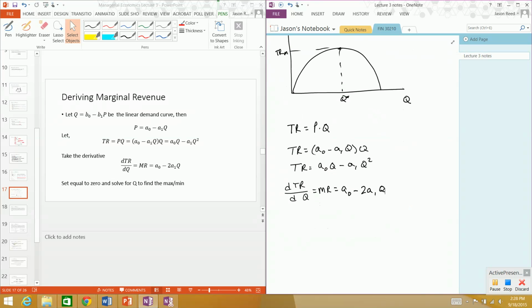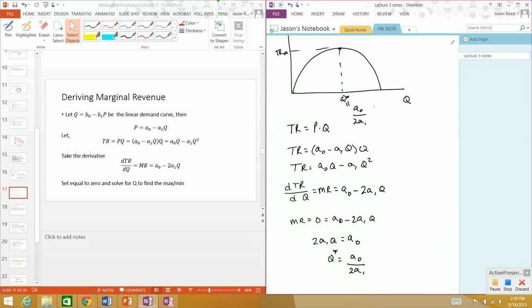Now if I want to find this maximum point, I must set this marginal revenue equal to 0. So I do that here and then solve for Q. If I do that, I get 2A1Q equal to A naught, so that Q is equal to A naught over 2A1. This gives us the maximizing quantity, right? So this is equal to A naught over 2A1.